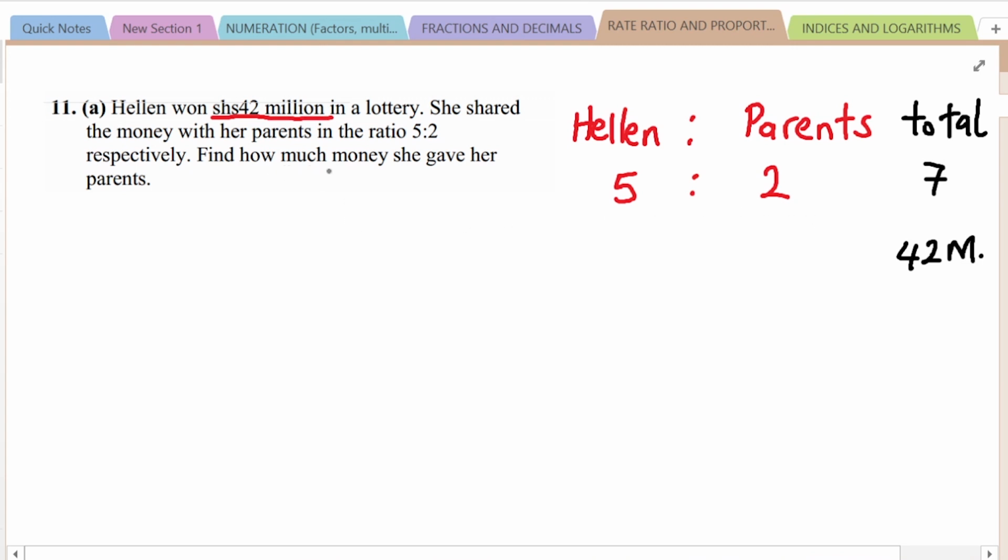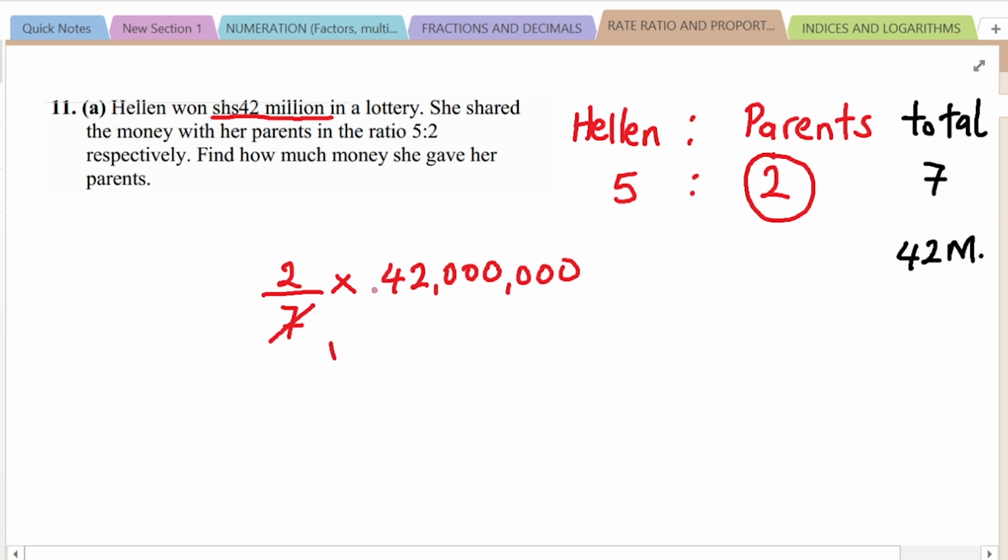The question says, find how much money she gave her parents. With her parents, she gave money in proportion to a ratio of 2. So in other words, this is going to become 2. That is the proportion that she gave to her parents out of the total ratio, which is 7. Multiply that by the total amount of money she won, which so happens to be 42 million.